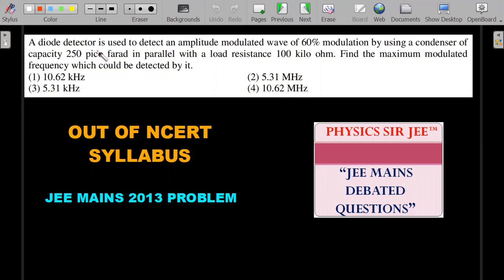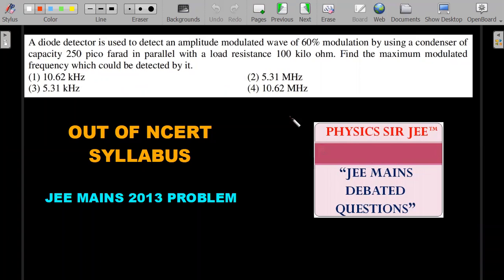Okay, so a diode detector is used to detect an amplitude modulated wave of 60% modulation by using a condenser of capacity 250 picofarad in parallel with a load resistance of 100 kilo ohm. Find the maximum modulated frequency which could be detected by it. So 4 options are mentioned, and you're supposed to mark the best possible one.